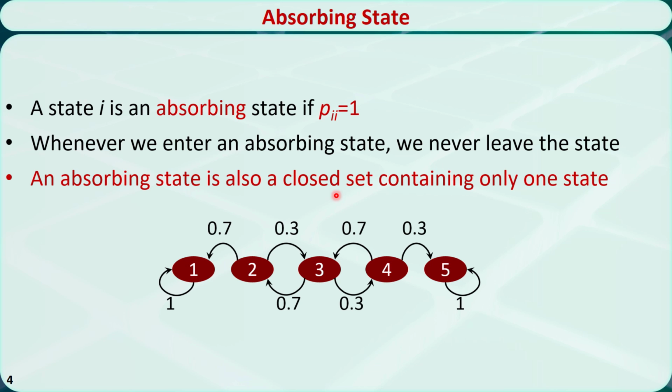Here is an example. In this Markov chain, both the first state and the last state are absorbing states. Other states are not absorbing states.